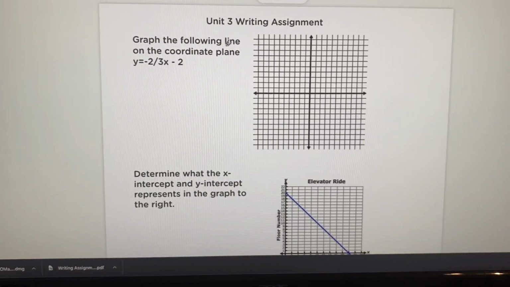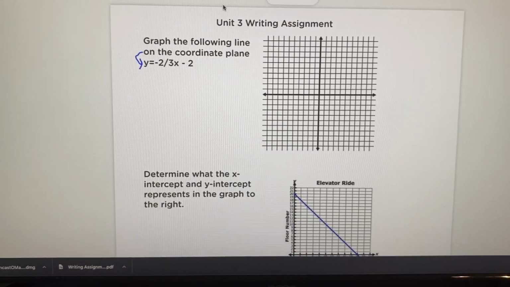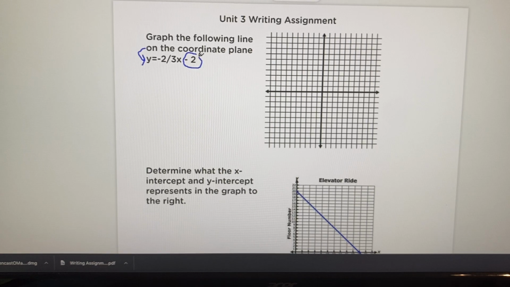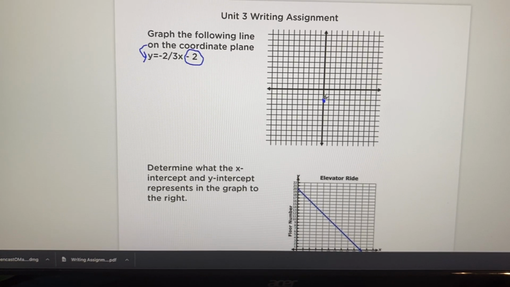So the first thing we're going to do is graph the following line on a coordinate plane. We know that our first step in graphing is going to be to graph our y-intercept, which is -2. So I'm going to come down here to -2 and plot my point.